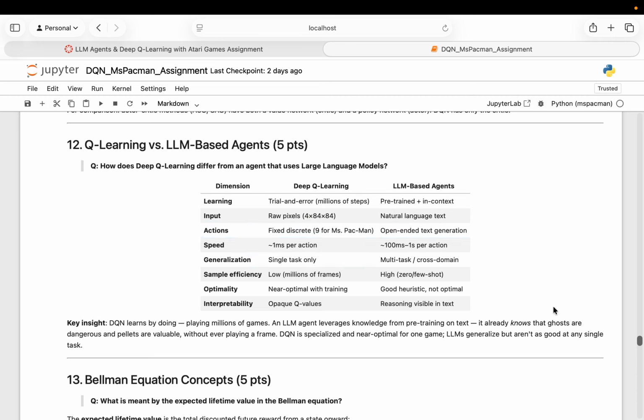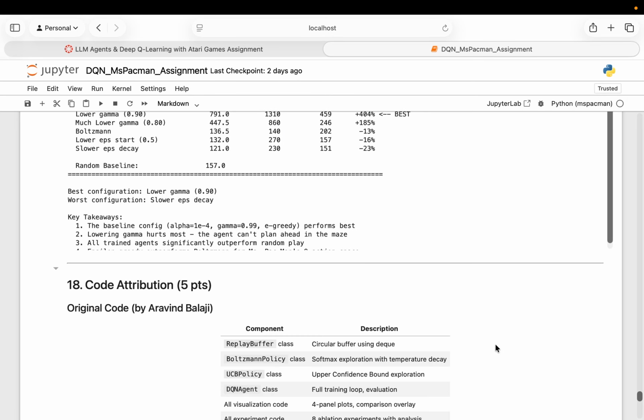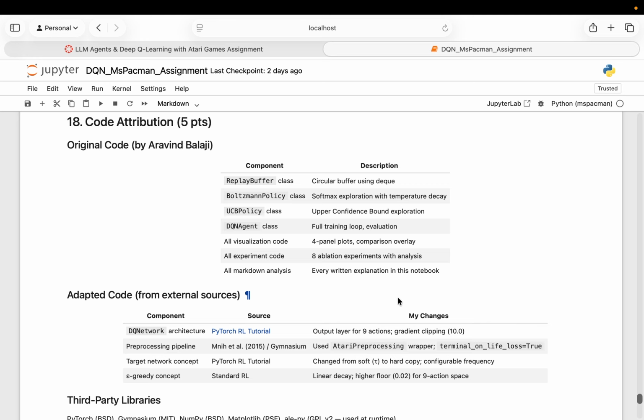For code attribution, let's see the next section. The network architecture was adapted from PyTorch's reinforcement learning tutorial, adjusted for 9 actions with gradient clipping. Frame pre-processing uses Gymnasium's built-in wrappers. Everything else, training loop, 3 exploration policies, all 8 experiments, visualization, and all documentation is my original code. The project is MIT licensed, compatible with all dependencies.